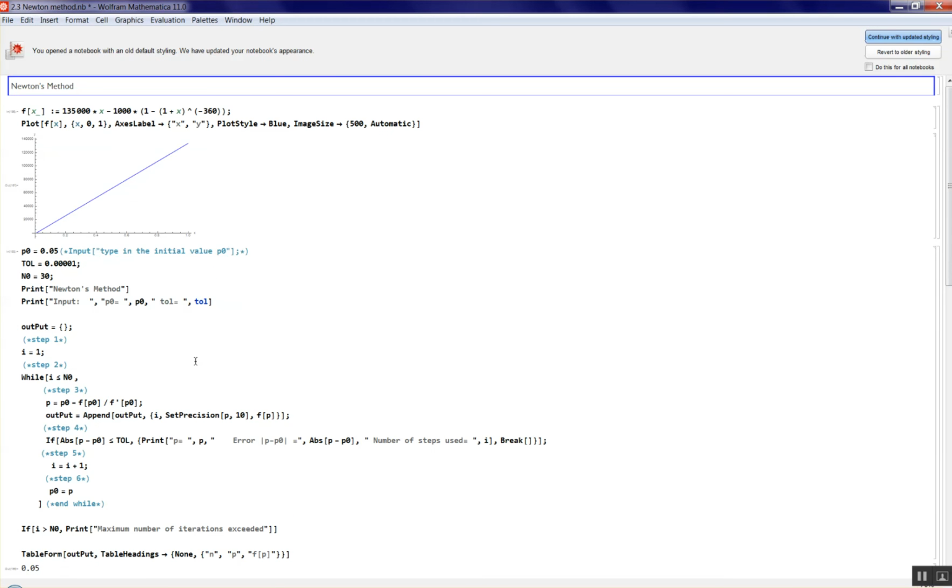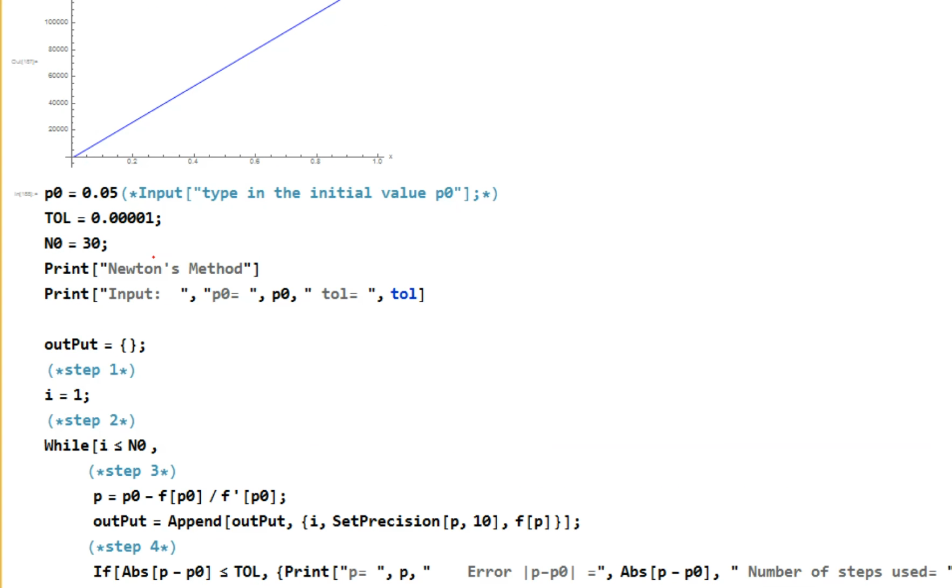Now, when you solve your problem, I will not allow you to use this as your initial value. Use some other value to solve this problem.